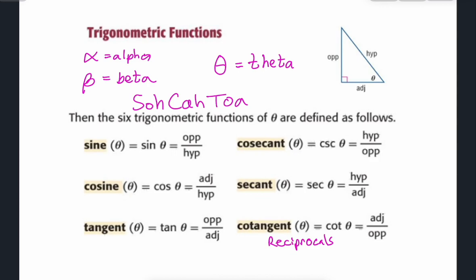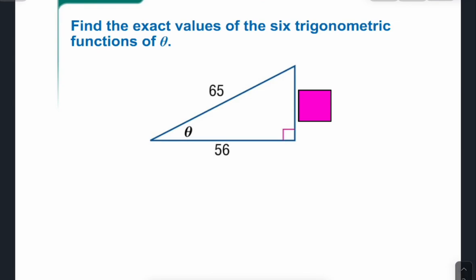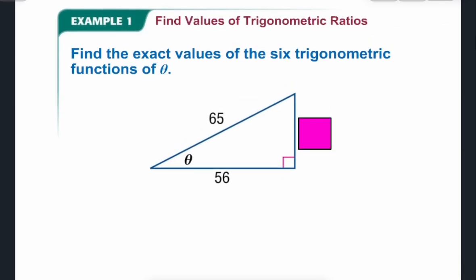Okay, so now let's go to our first example. So in example 1, you are given a triangle and you are given two sides of that triangle. You are given the fact that our leg that comes off of it is 56, and our hypotenuse is 65. Now let's label those as such. Let's label this with an H, and then let's label that with an A.